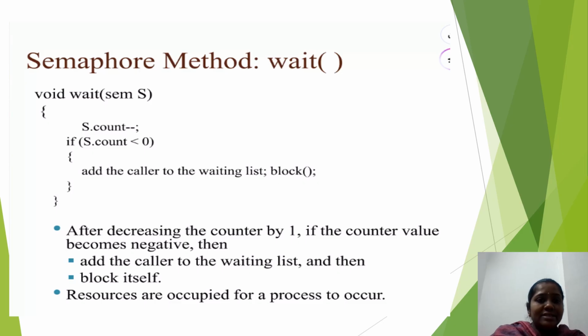An example is given where the semaphore is declared with the help of a variable called S. So S.count-- and if it is less than 0. Whenever we initialize and use a semaphore continuously, the value will be decreased. Until the counter becomes negative, the value will be decreased one by one. After all the values have been decreased, the process is added to the waiting list and it blocks itself. The resources are occupied in such a way that the semaphore process can occur.